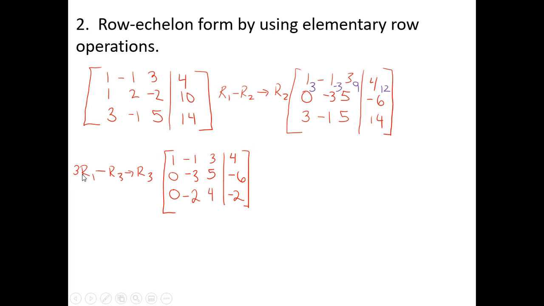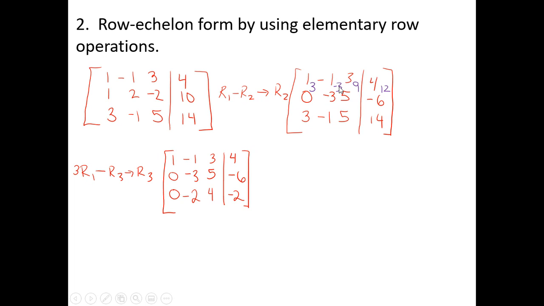I subtracted 3 times row 1, so that's 3 minus 3, that's 0. -3 minus a -1, so that's -3 plus 1. That's how we got -2. 9 minus 5, that's 4. And then 12 minus 14, that's -2.